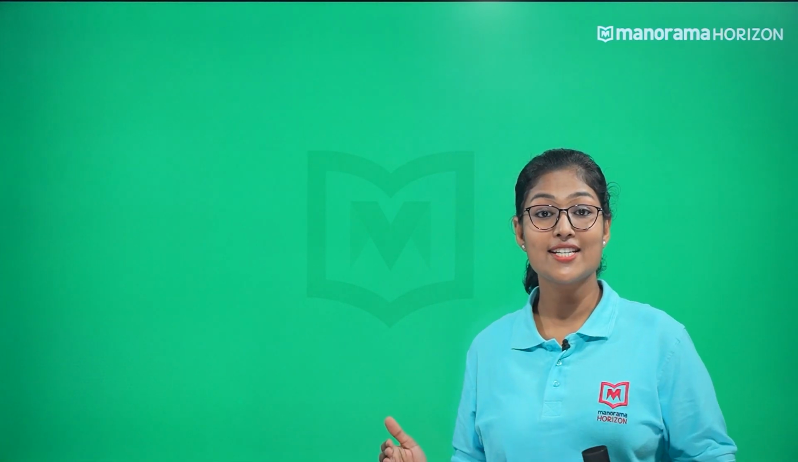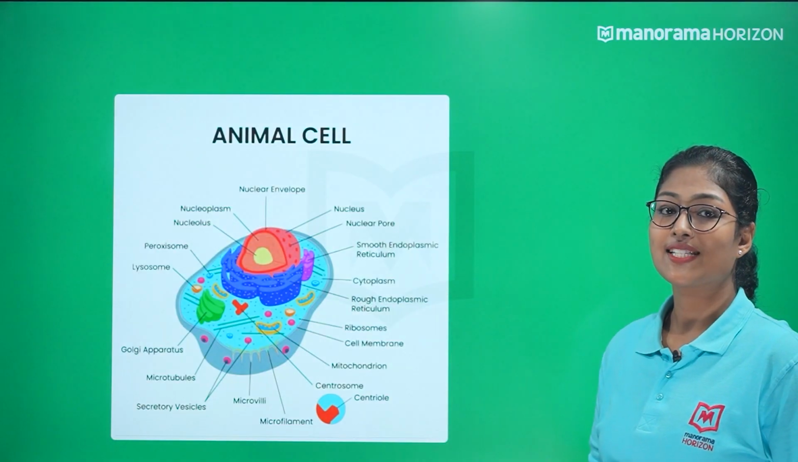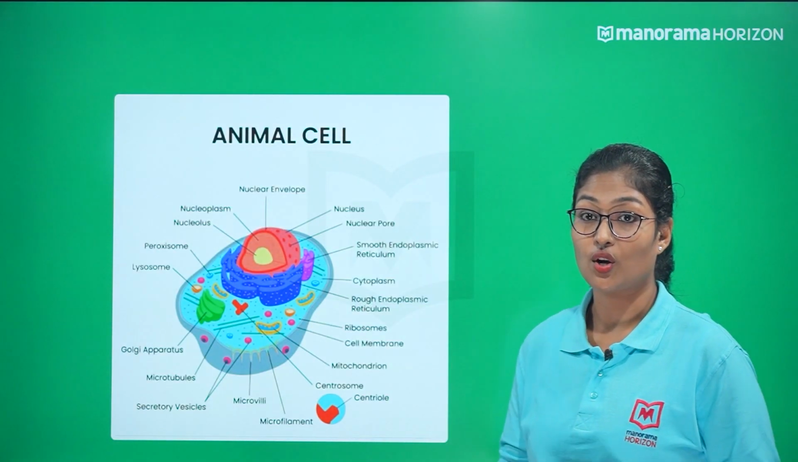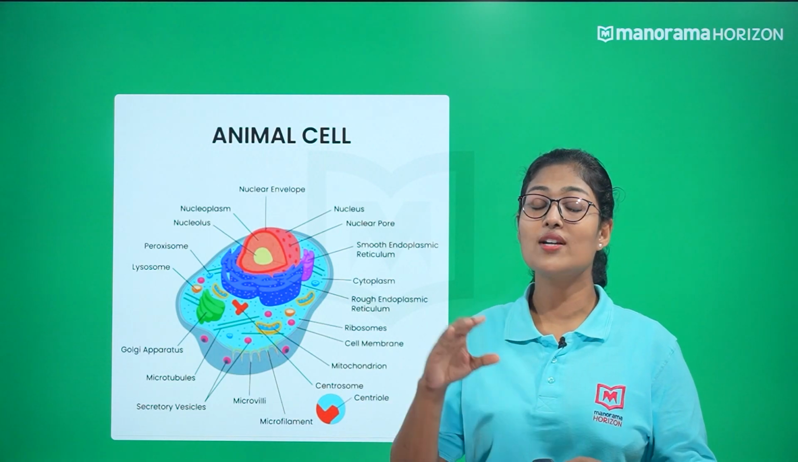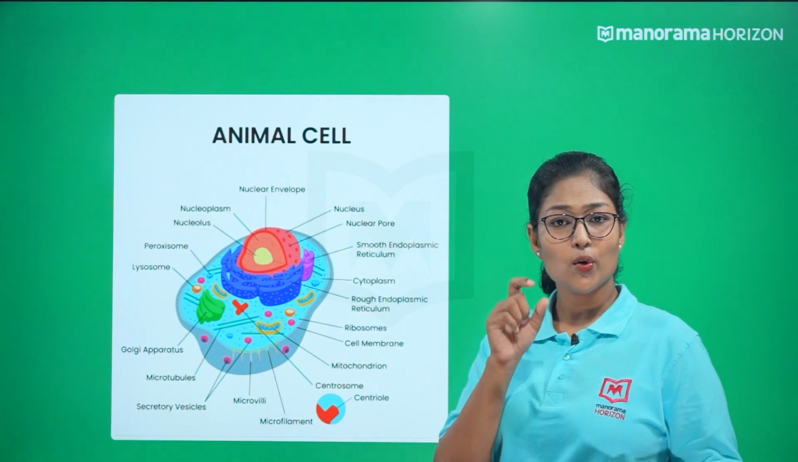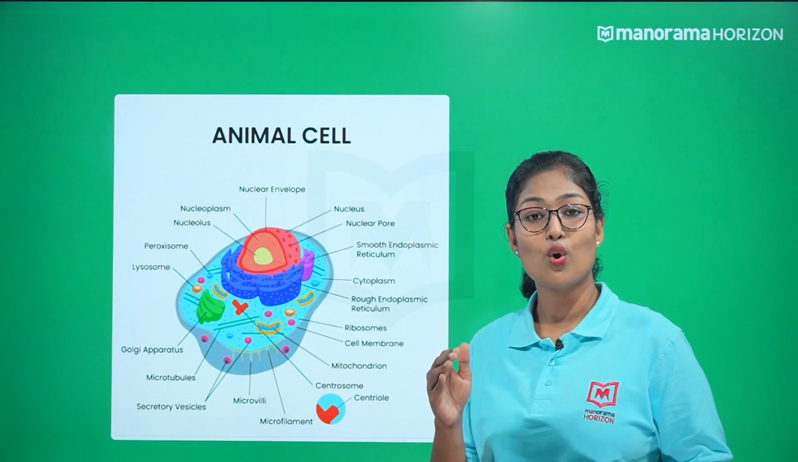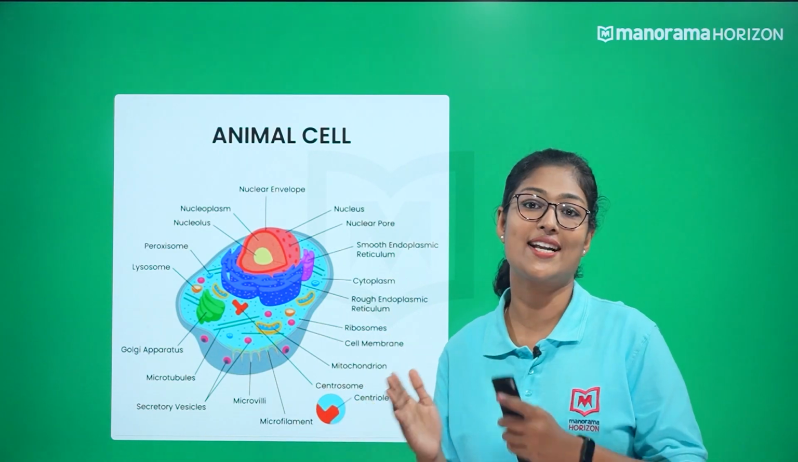The Kingdom Animalia comprises of multicellular living organisms which are heterotrophic organisms. Let us look at the structure of a typical animal cell. A typical animal cell is an eukaryotic structure which has a cell membrane. The cell comprises all cell organelles which have specific functions. So you need to note that the cell wall is absent for animal cells. Cell wall is present only in plant cells.